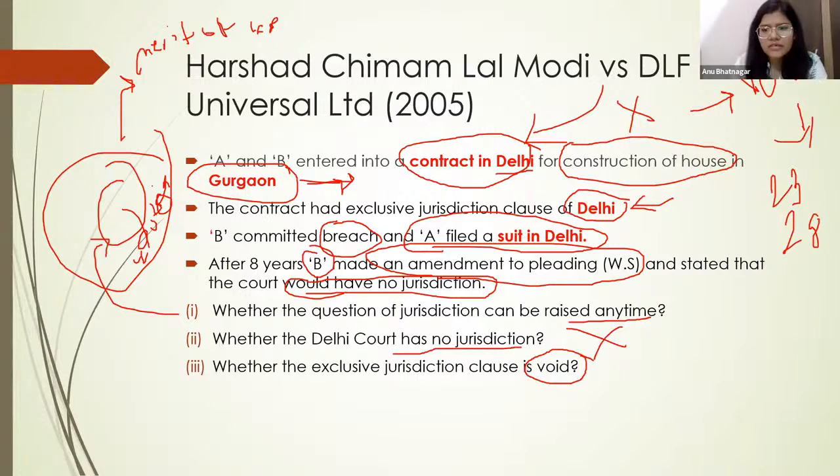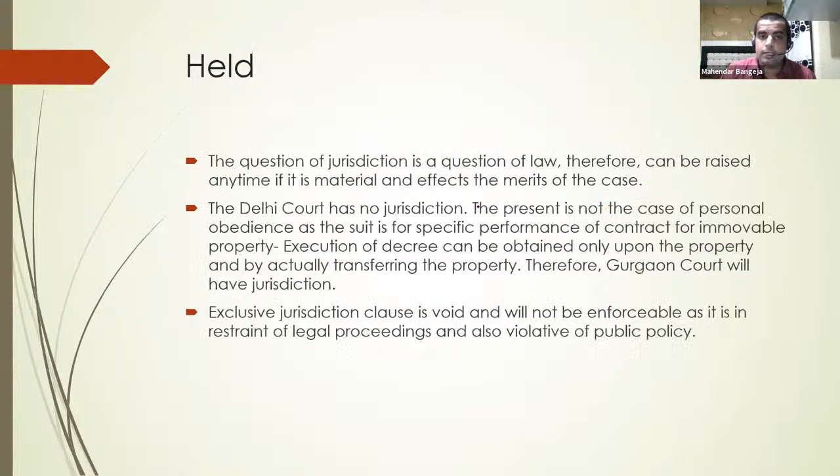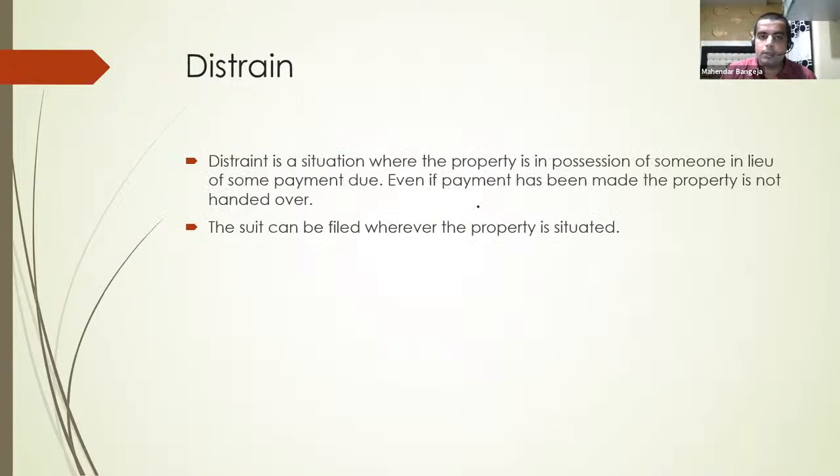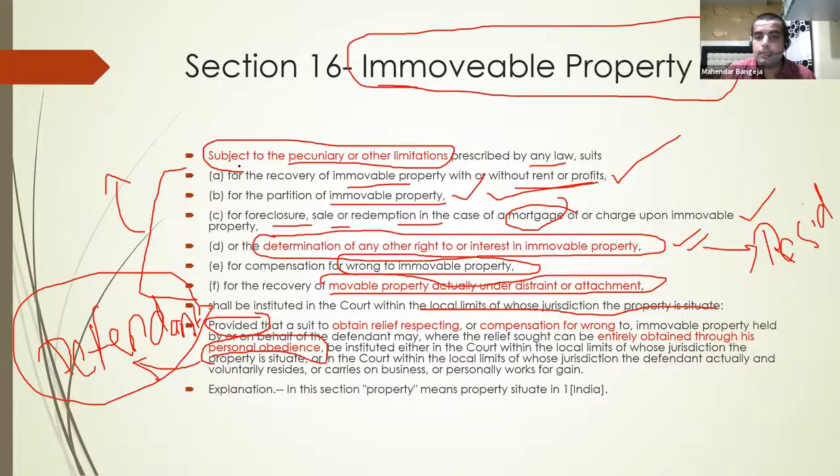Regarding the contract, Dhanashri says, how does it not have jurisdiction? Read section 16 again. Wait, I'll explain this with section 16. Section 16 says that in the cases of immovable property, the jurisdiction will be where the immovable property is situated. It doesn't matter where the contract was entered. Since the property was situated in Gurgaon, the court in Gurgaon will have jurisdiction.